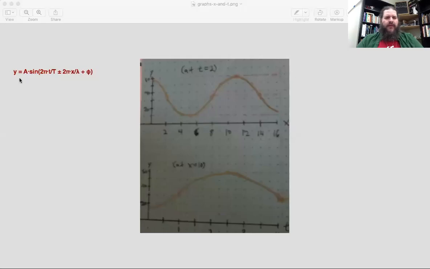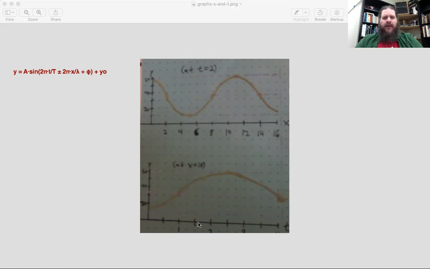So we've got our usual wave equation: amplitude times sine of 2 pi times time over period, plus or minus 2 pi times position over wavelength, plus some phase constant. Oh, and there could also be a plus equilibrium height, which I think we are going to need in this one.